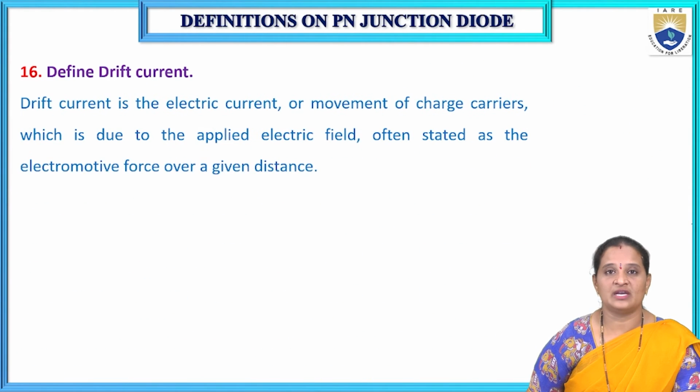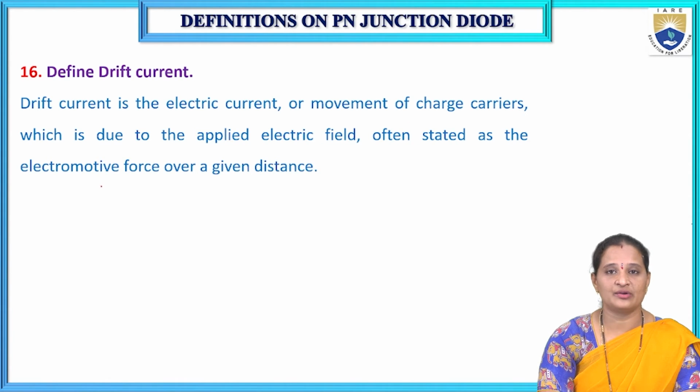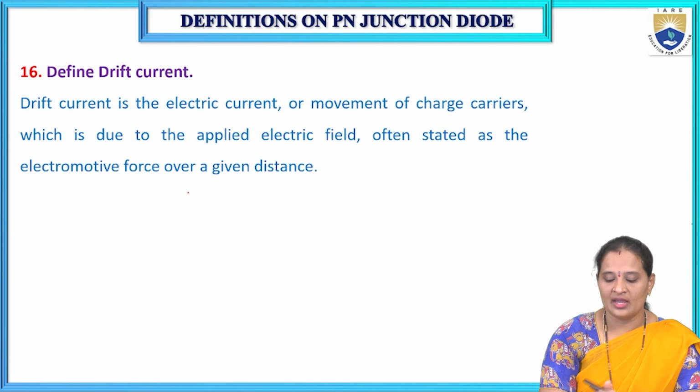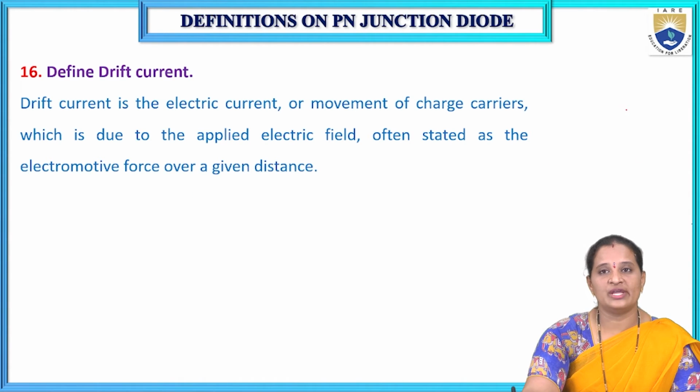Now coming to the drift current. Drift current is the electric current or movement of charge carriers which is due to the applied electric field, often stated as the electromotive force over a given distance. So that means, for example, under the applied voltage or under the applied electric field.